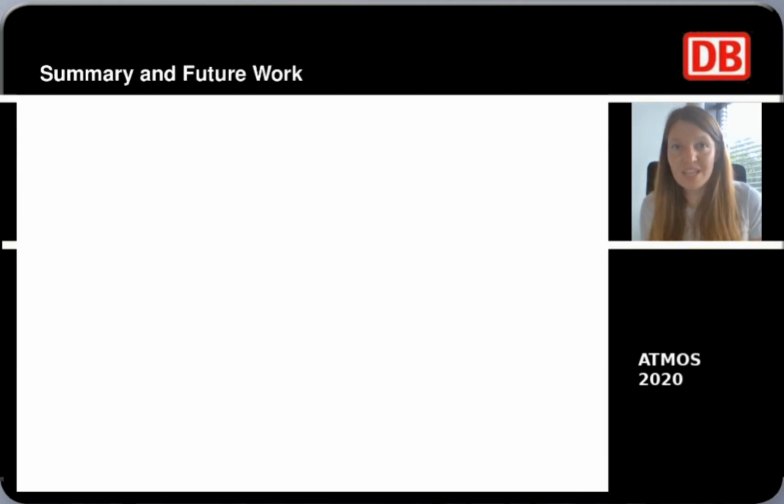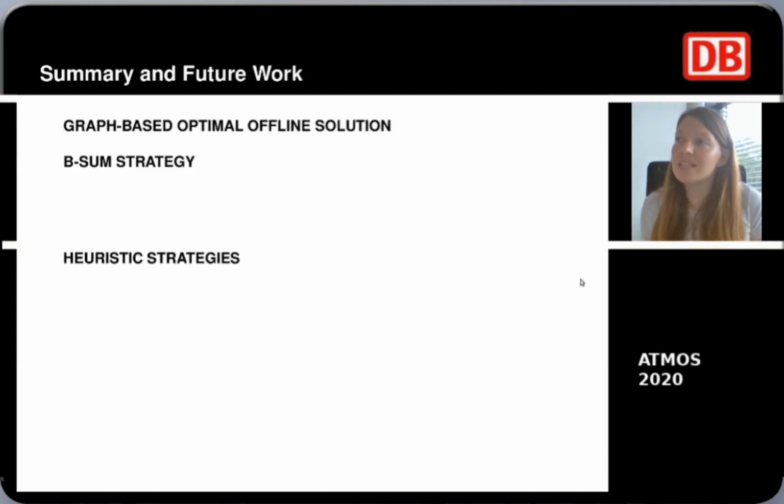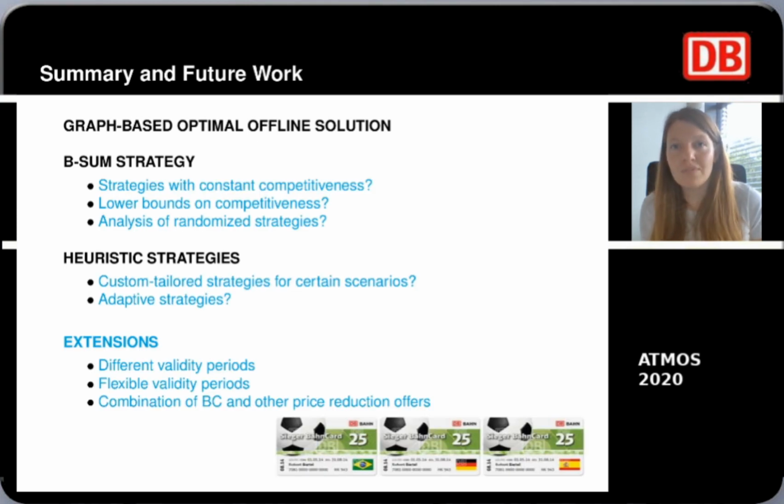the paper. So to summarize, what we've seen today is a graph-based optimal offline solution, as well as several online strategies for the multi-kind BahnCard problem. And of course, they could be improved in various ways. As I said, one important or interesting extension would be to consider different validity periods of BahnCards. The optimal offline solution actually works the same way, and also most of our heuristic strategies, but a B-sum strategy would need to be adapted.